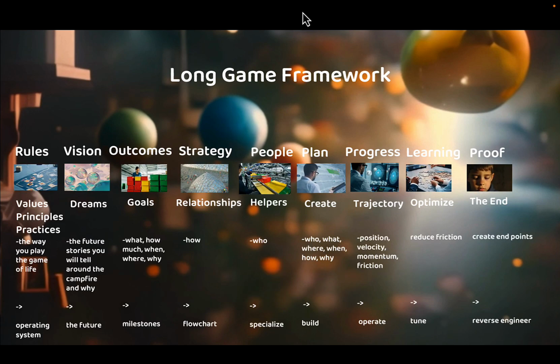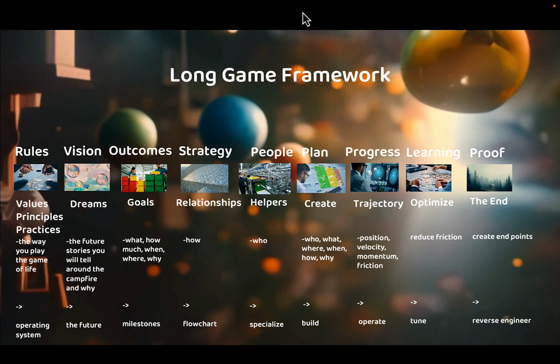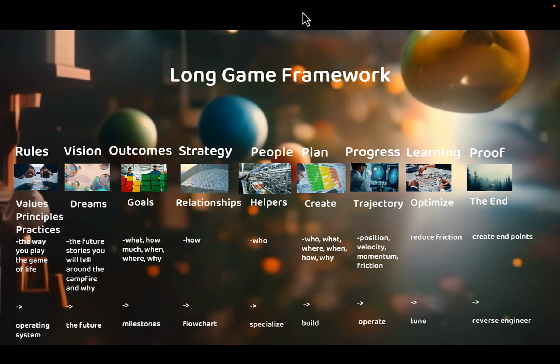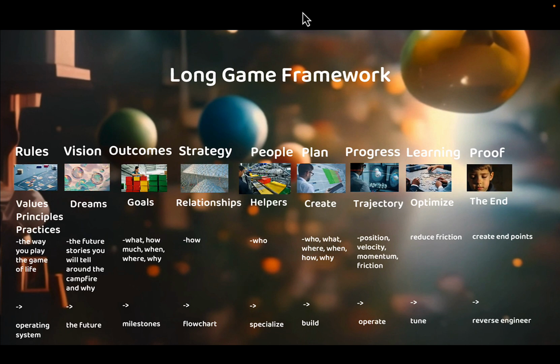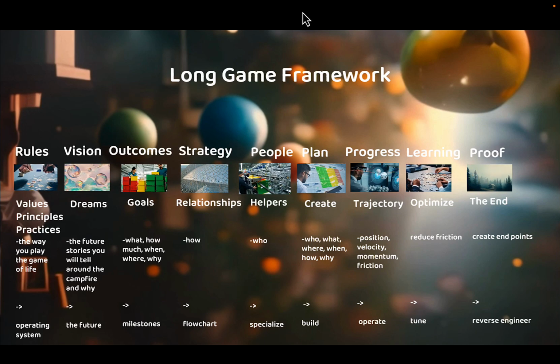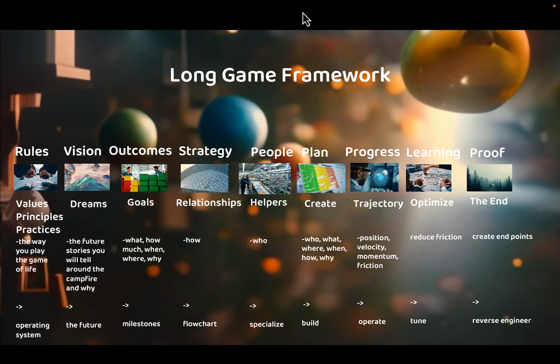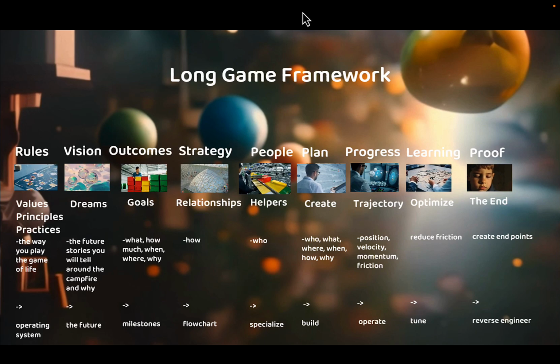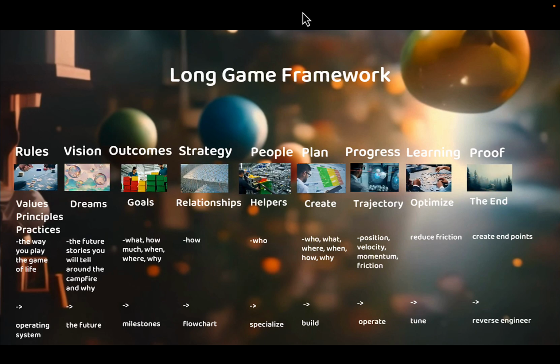So specifically, diving into this, the rules define the operating system of the way that the game of life is played. And the vision creates a clear picture of the future. And if you have a clear picture of the future, you can put it in other people's minds. And that's really important.